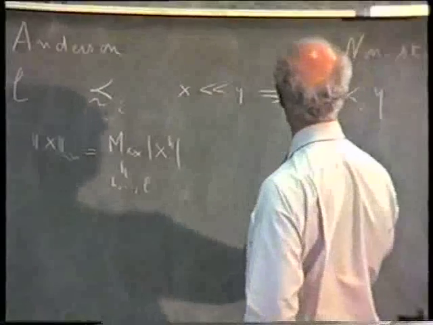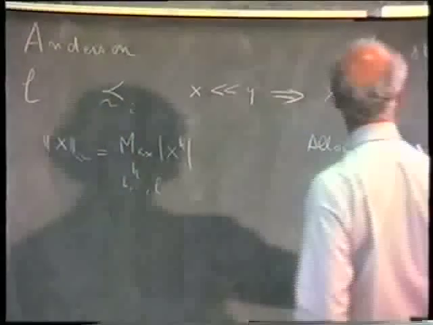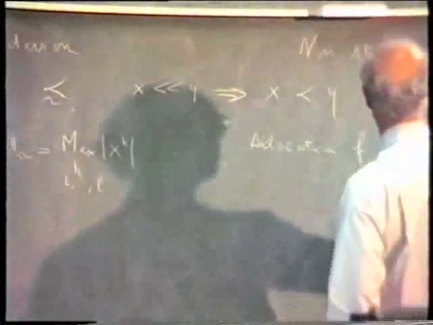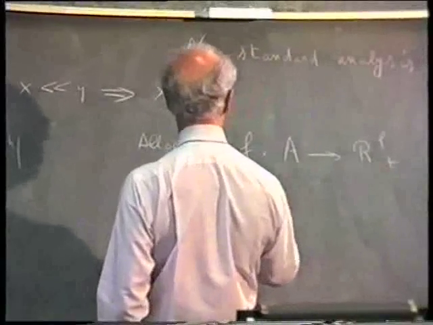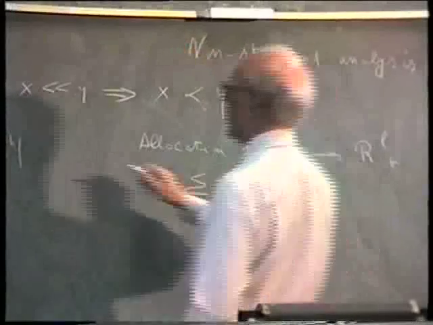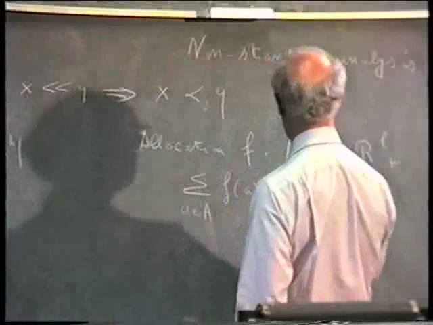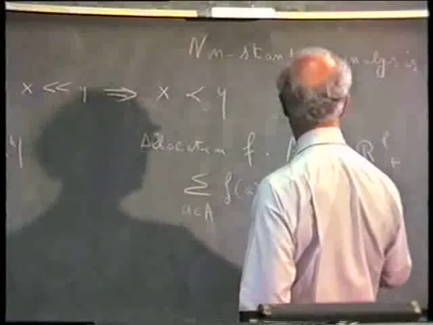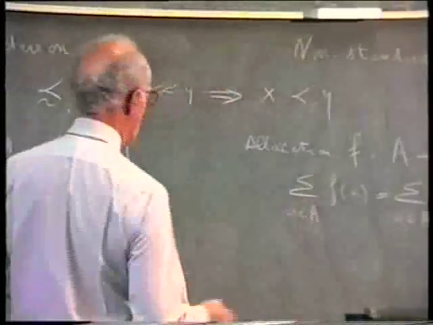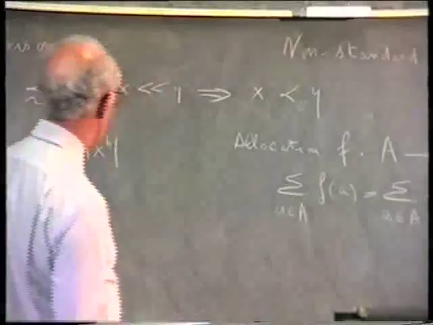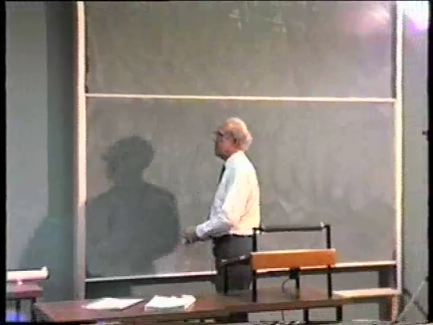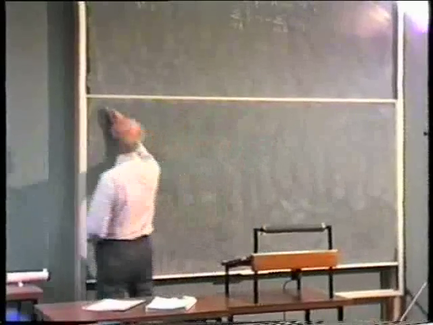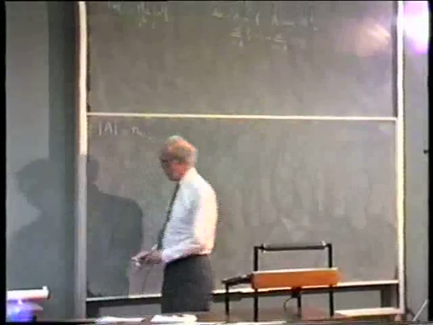An allocation f is a function from the set of agents, let us call it A, a finite set, to R^L_+, such that the sum of f(a) for a in A is equal to the sum for a in A of e(a), the endowment vector, or e_i. You can go from one notation to the other. e_i and e(a) are exactly the same thing. I have used those two notations in the past, and I do so now. We have a set of agents A, and I denote the number of agents by N, just to simplify the writing.